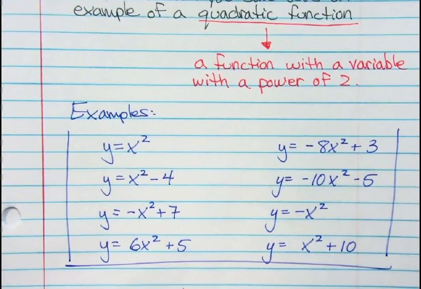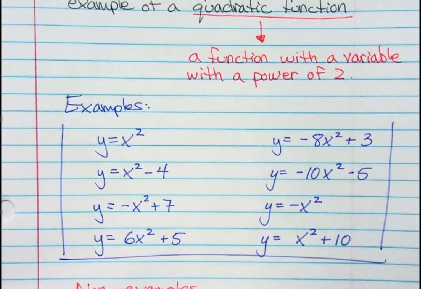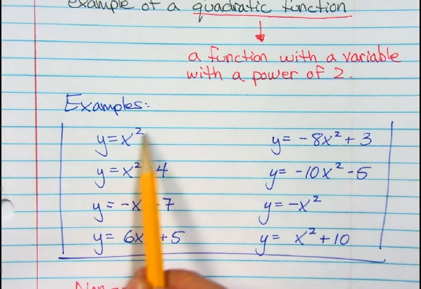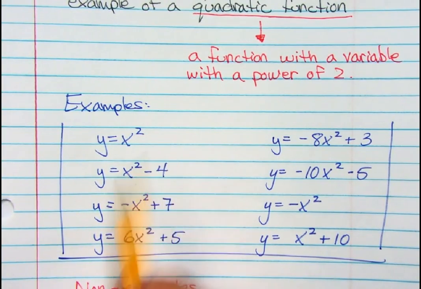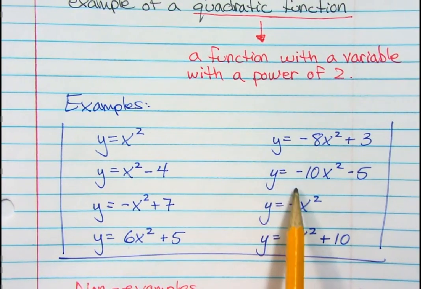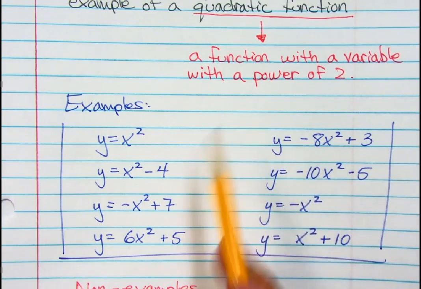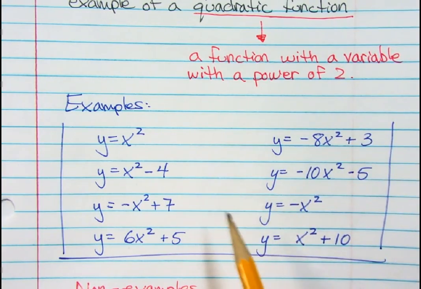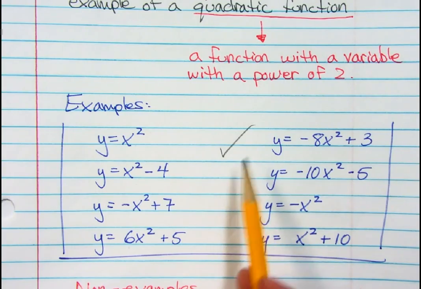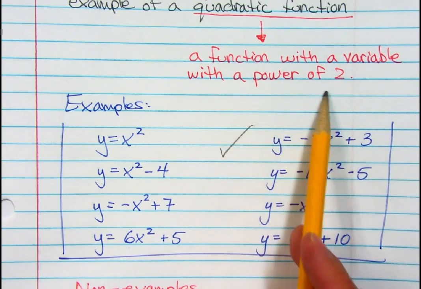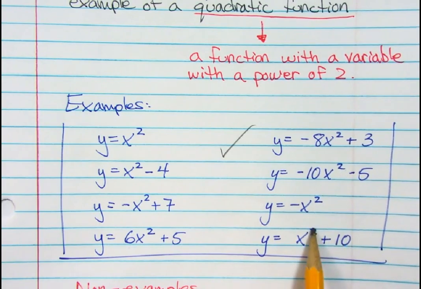Here's some real examples, some math examples of quadratics. Notice I've got y equals x to the power of 2, y equals x to the power of 2 minus 4, and so on. I've got negative ones, positive ones, more negative ones. These are just examples, so go ahead and write these down as yes, these are quadratic functions. All of them have variables with a power of 2. That's the max that I want to see, power of 2.